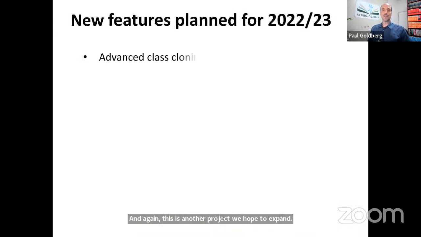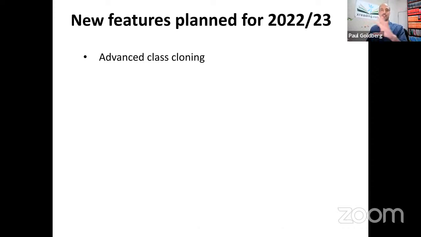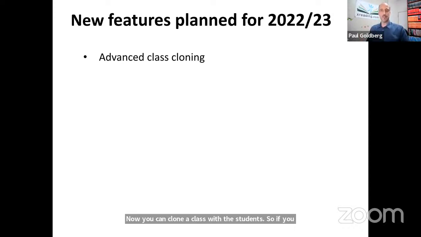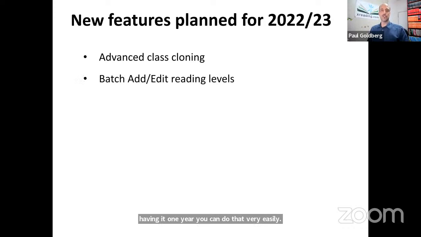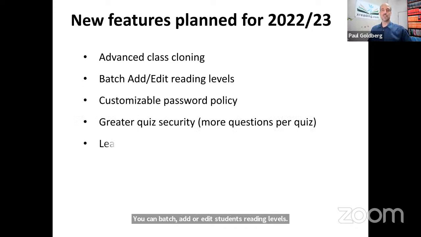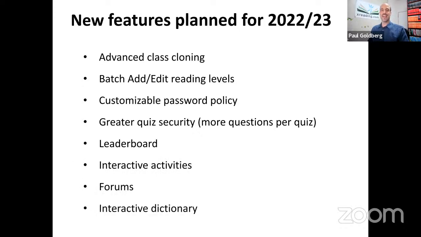Some other features we'll be doing soon is advanced class cloning, where currently you can clone a class with the assignments. Now you can clone a class with the students. So if you have a spring semester class and you want to make a fall semester class with the same students, instead of just having it 1 year, you can do that very easily. You can batch add or edit students' reading levels, customizable password policy, greater quiz security, a leaderboard for your school, for your students to compete with each other, interactive activities, a forum, and an interactive dictionary.